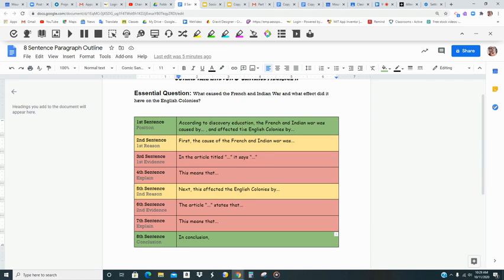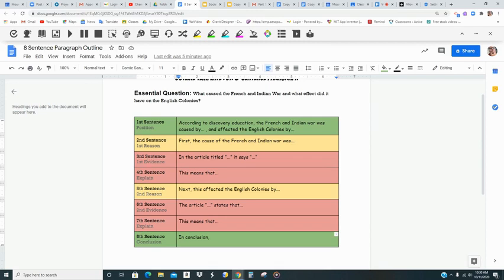According to Discovery Education, the French and Indian War was caused by, and you would put the answer in from the text, and affected the English colonies by, and again, you would put the answer in here. It may be a single word, it may be just a few words or short phrase in each of these cases. First, the cause of the French and Indian War was, and again, replace the ellipsis with your text.